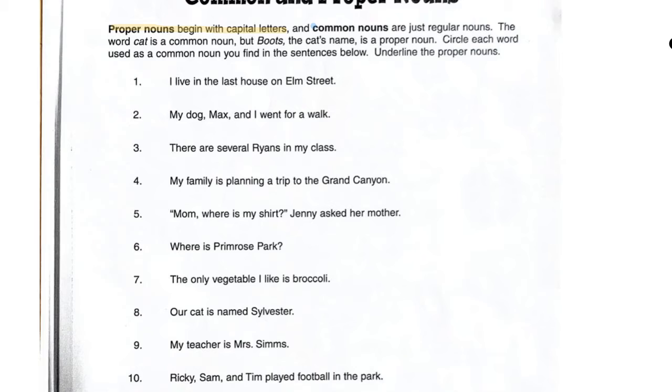So, looking at sentence number 1, I live in the last house on Elm Street. House is a common noun, so I'm going to circle it. Elm Street is the specific name of the street I live on, so I'm going to underline it. And sentence number 2, dog is common, but Max is his name and it's proper.